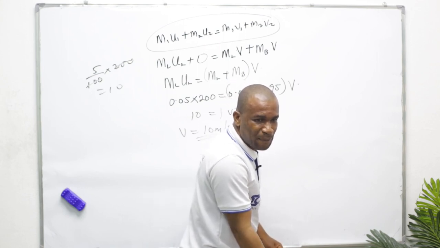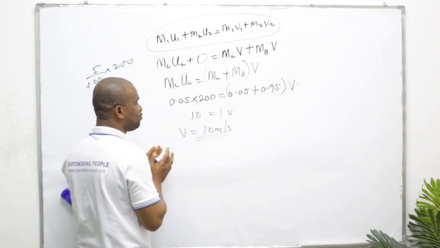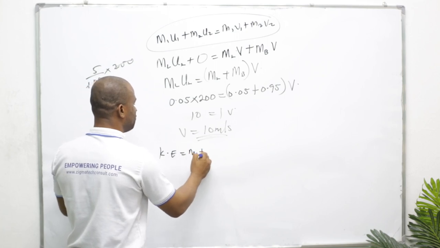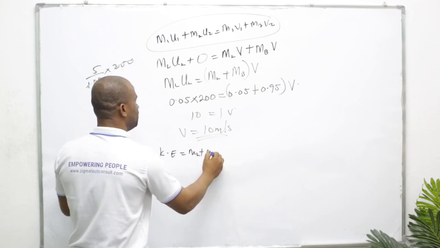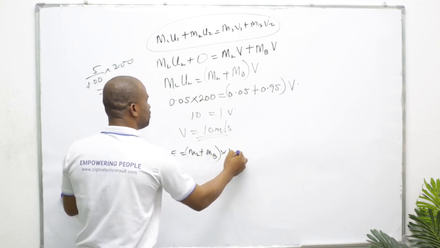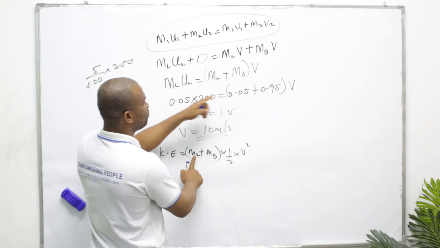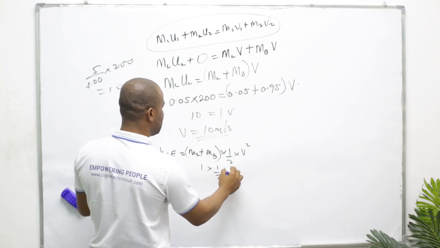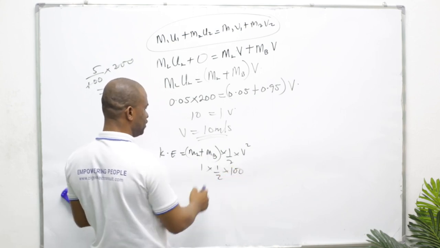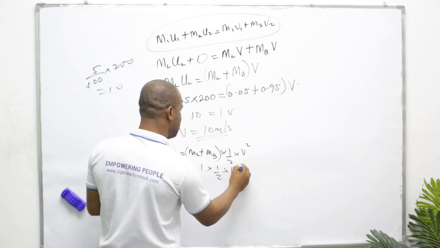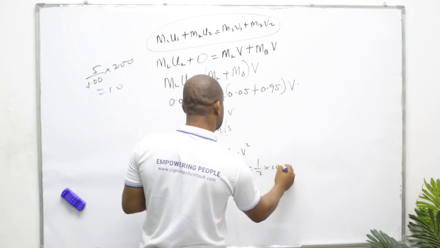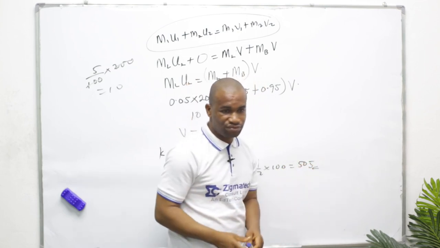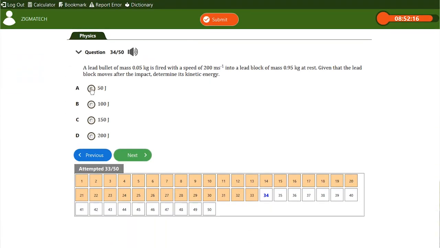Determine the kinetic energy after the impact. After the impact, the two bodies will move together. So kinetic energy is going to be M1 plus ML plus MB, times 1 over 2 times V squared. So this plus this is 1, times 1 over 2 times V squared. V squared is 100, because 10 squared is 100, so 1 over 2 times 100, which is 50. Kinetic energy must be in joules. Okay, I have 50 joules, that's correct.